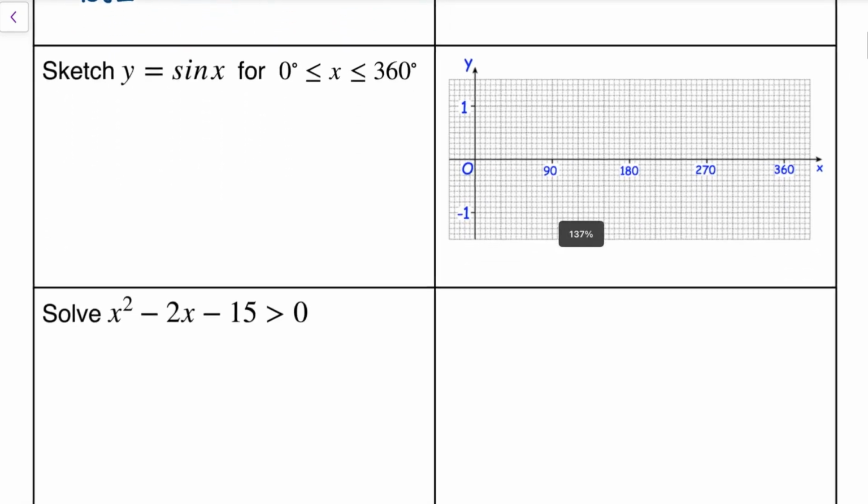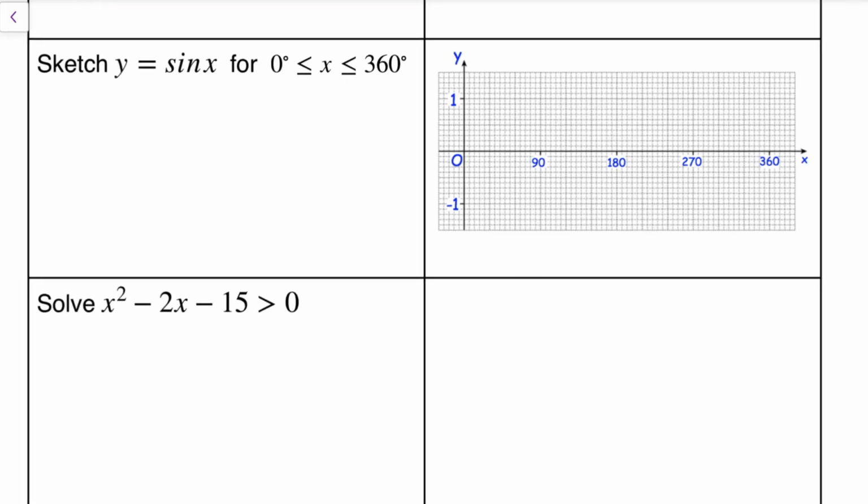Okay, next question. A skill you're going to need to know how to do, and you need to do it carefully because the marks are for sketching accurately. So you need to know your sine graph looks something like this.